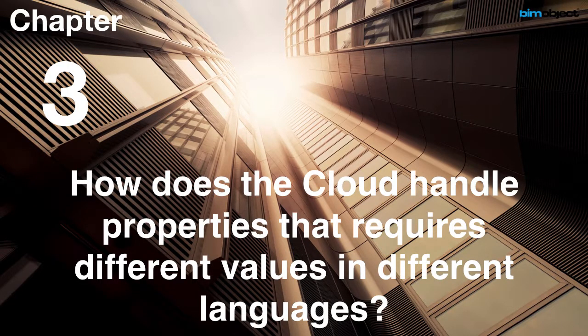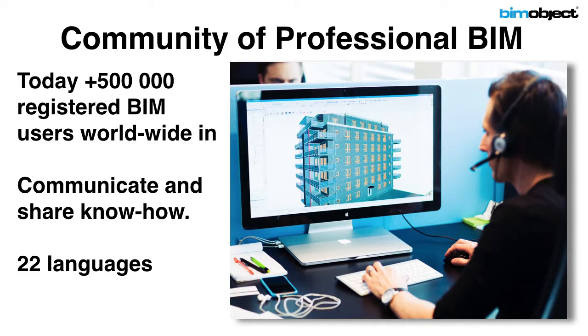In chapter 3, we're going to talk about the cloud's ability as a central data center to handle what we call dynamic properties. These dynamic properties are intelligent in a way where they reflect the actual language spoken by the user. This is something we will demonstrate. You can have different values in different languages.